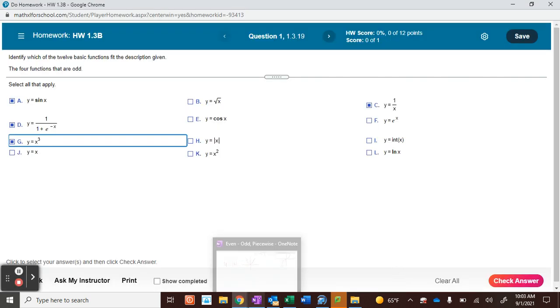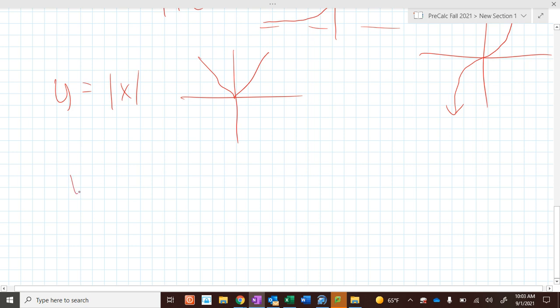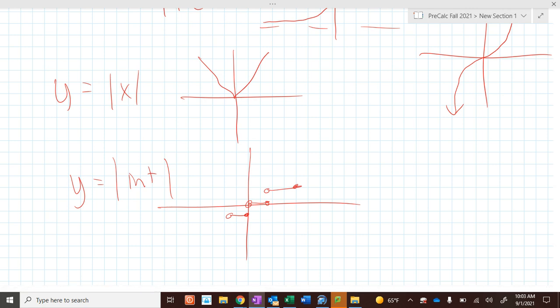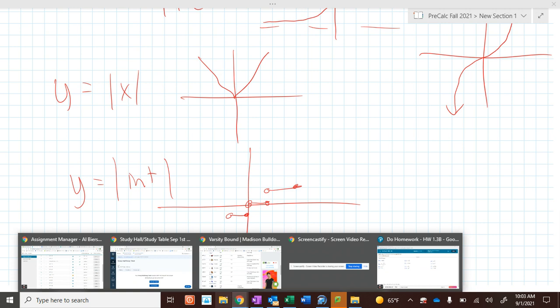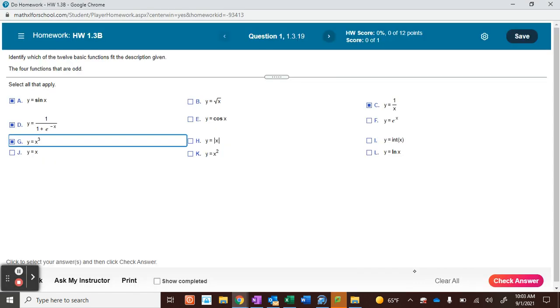The greatest integer function. That's that crazy one that looks like this. Zoom to there, there to there, there to there. Is that even or odd? No. No, it is not even or odd. Doesn't quite fit in those categories.